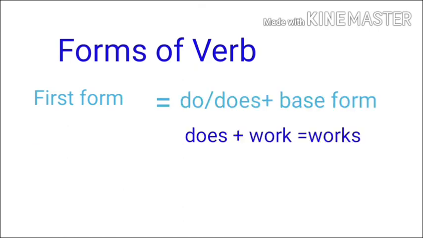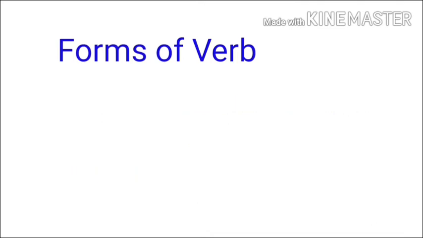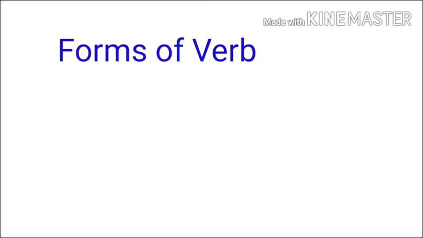Example, does plus work is works. Do plus work is work. We use does plus work or works with the singular subject and work or do work with the plural subject. Second form of the verb means did plus base form. Here, did plus work is worked. So, in the first example, does is the auxiliary verb hidden there. In the second example, do is the auxiliary verb hidden. And in the third example, did is the word hidden.